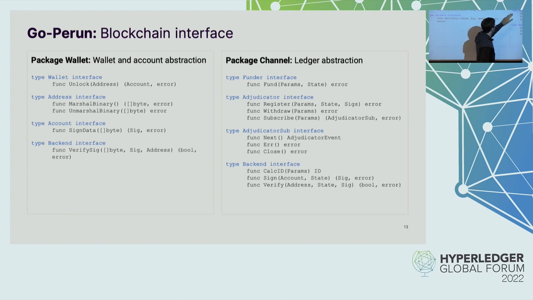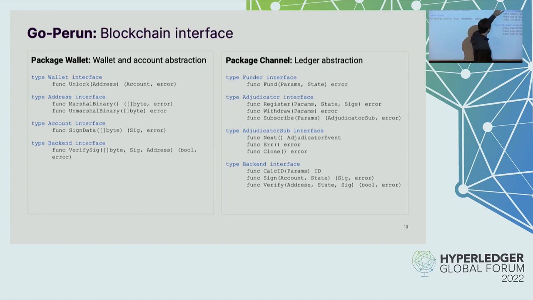So we have a method for registering a dispute. We provide the parameters, which are fixed. We provide the most recent state, and we provide signatures from all participants on the most recent state. And then the implementation should make sure that this dispute is registered, and we have a specification of how the smart contract implementation should look.